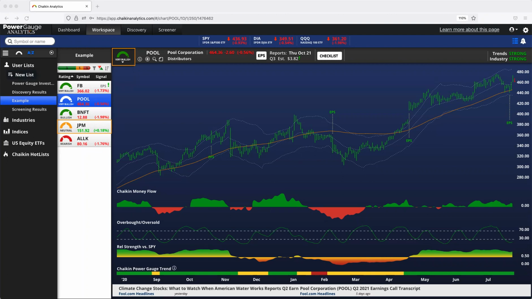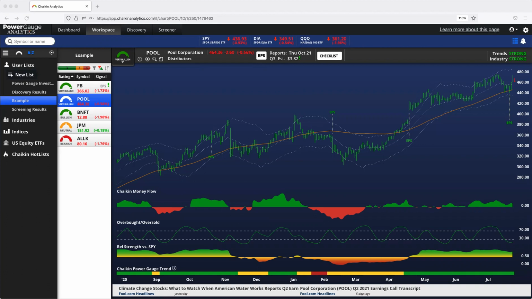But it doesn't end there. We don't just look for any bullish stock and buy it. There are many bullish stocks. We want the cream of the crop. We need to make sure the market agrees with the model and combine technical information with the Power Gauge rating. And that's where these charts come in.